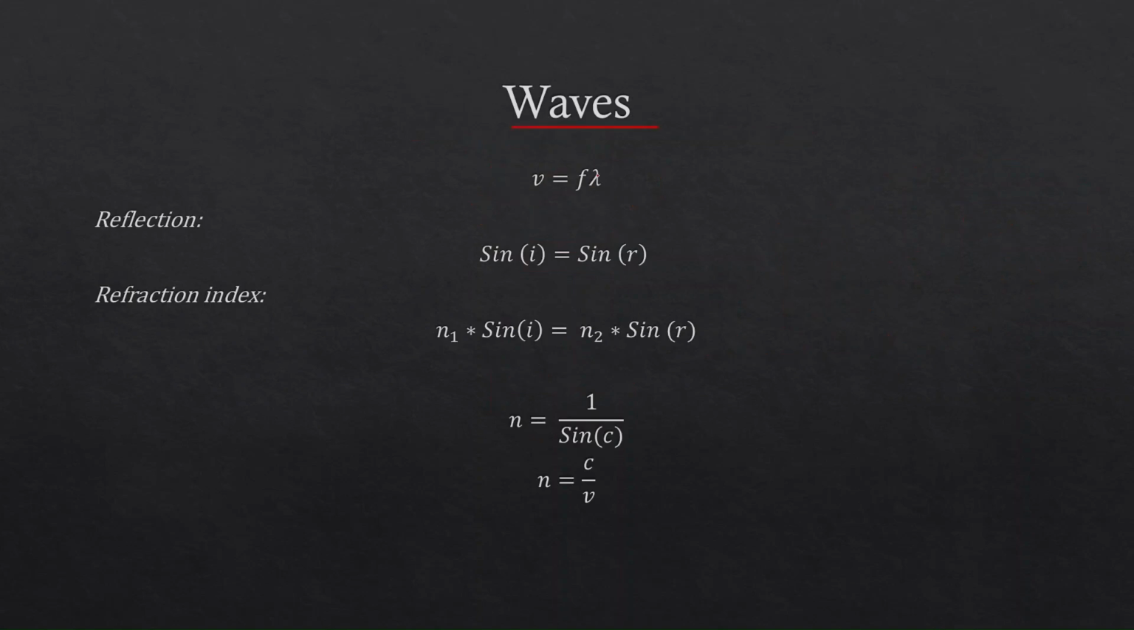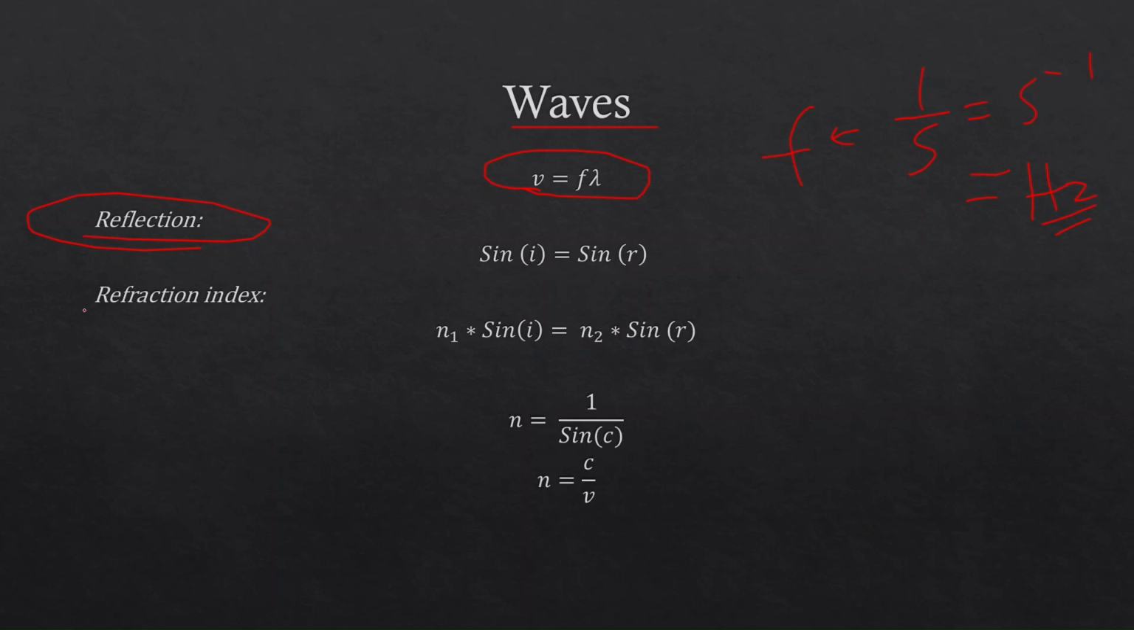Then we have waves, where V is equal to f lambda. V is velocity, f is frequency, and lambda is wavelength. Frequency is measured in 1 by second, or second to the power minus 1, or hertz. When it comes to reflection, we have sin i is equal to sin r, or simply the angle of incidence is equal to the angle of reflection.